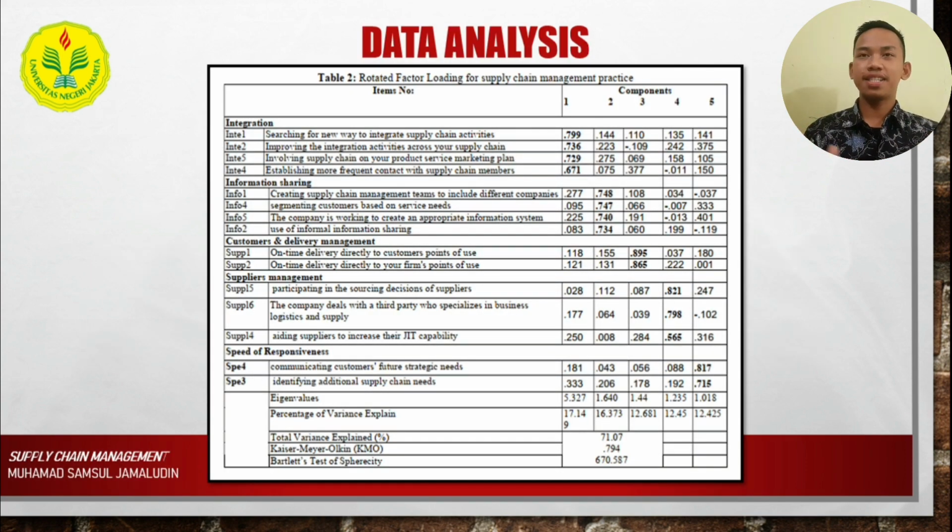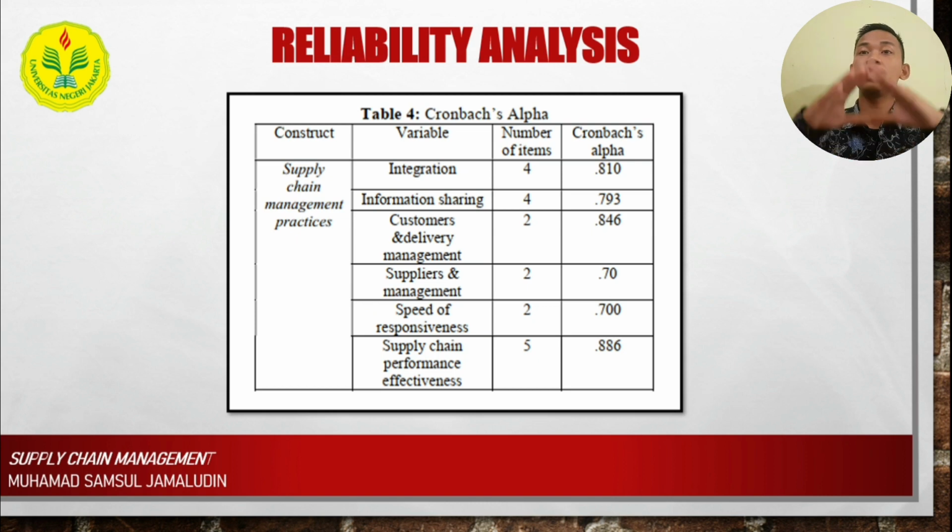Let's see the data analysis here. This data shows rotated factor loading for supply chain management practice. There are 5 items and 5 components here, such as integration, information sharing, customers and delivery management, suppliers management, and then last but not least, speed of responsiveness. As you can see the whole data here, you can analyze from this rotated factor loading for supply chain management practice. Then there is a Cronbach's alpha here.